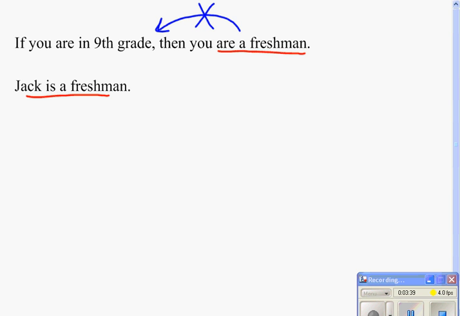Now, the reason for that is that we don't know that Jack is for sure in ninth grade. He could be a freshman in college. So that would be a counterexample to show you why we cannot go backwards. So we can say no conclusion or not possible. Again, because we cannot go backwards with that if-then statement.